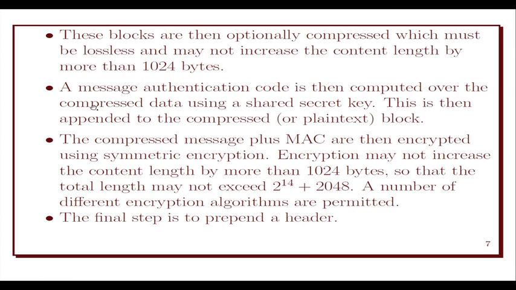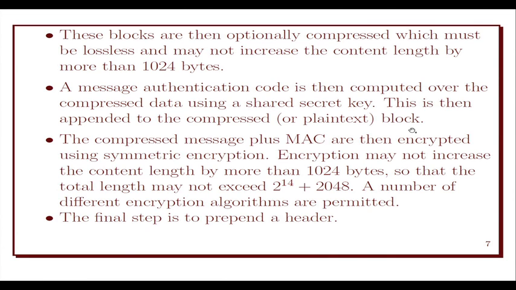So, we have a message which needs to be sent. We break it into blocks or fragments, each of size 2 to the power 14 bytes, and then we optionally apply the compression function, which must be lossless compression, and we make it less than 1024 bytes. Now, we apply the message authentication code, or MAC, which is computed over the compressed data using the shared secret key, and this is then appended to the compressed block.